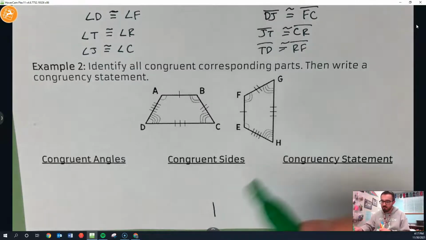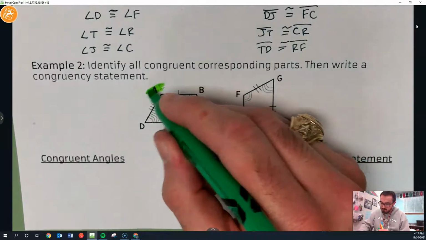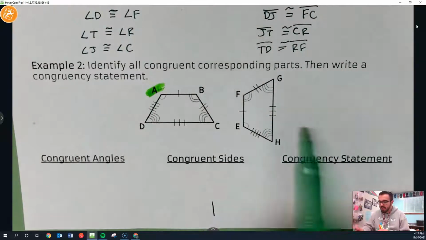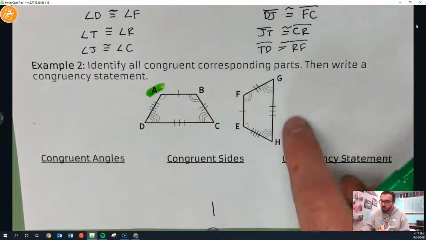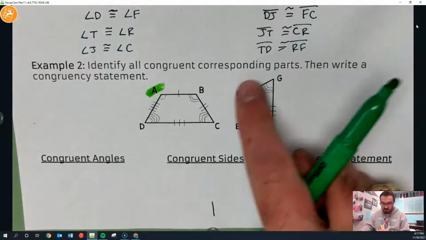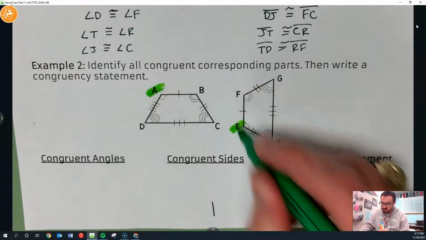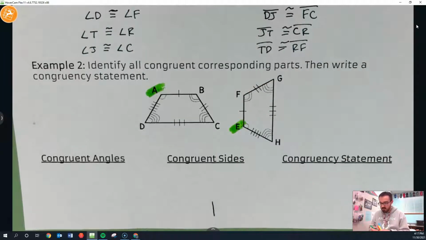Let me pick a color for A. Okay. A has how many arc marks? Only 1. What has only 1 arc mark over here? E. Okay. Now let's pick a different color for B.